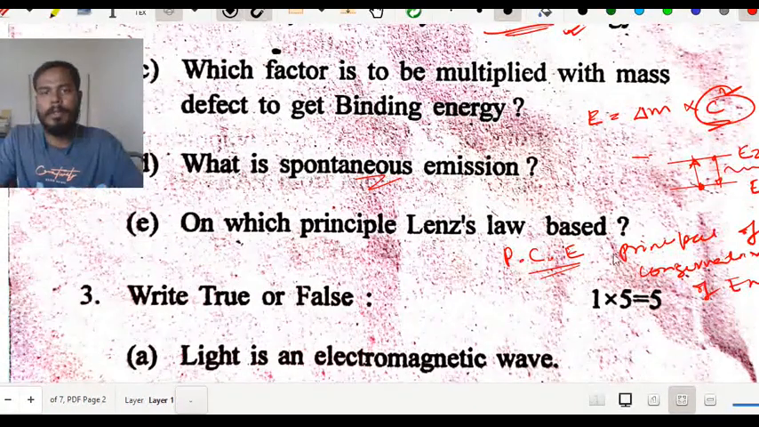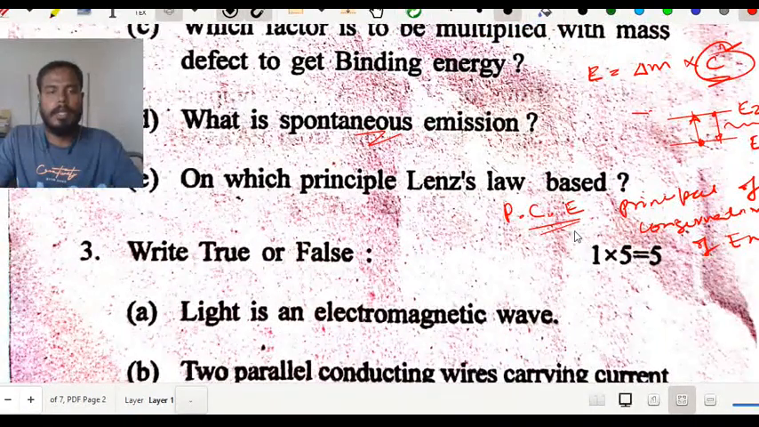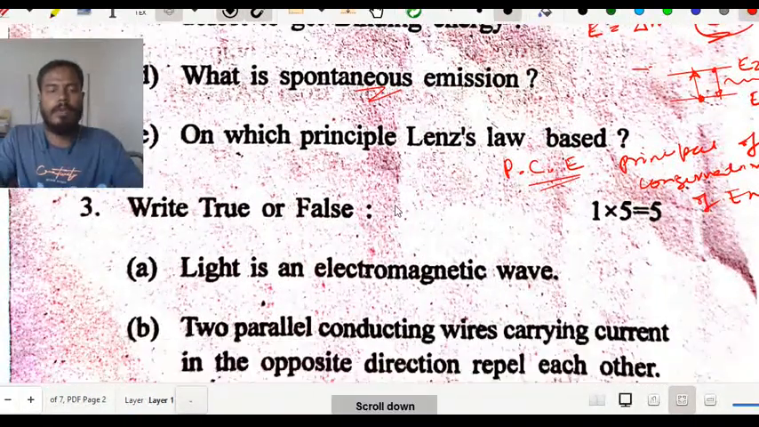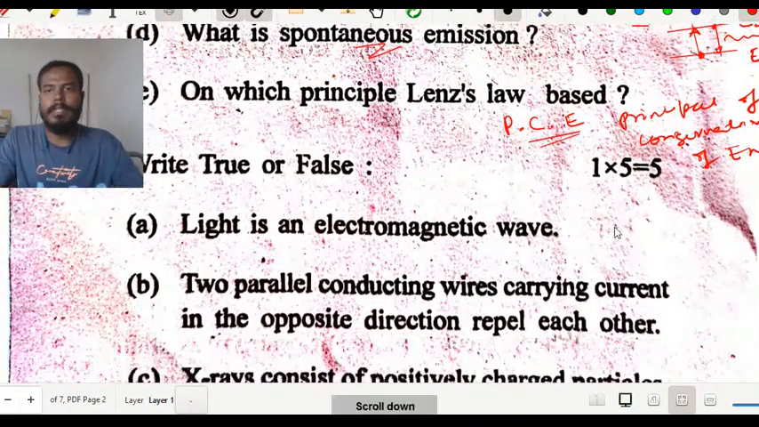Okay. Next question, question number 3. They are asking true or false. Just write the answer. The first one asks: light is an electromagnetic wave. That is true. Light is basically an electromagnetic wave. So it is true.